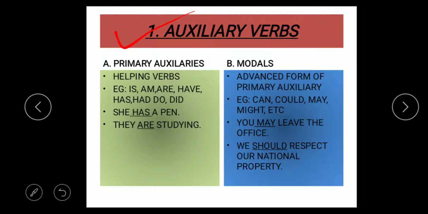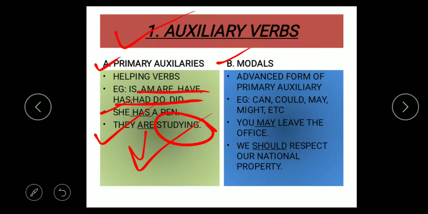Number 1, auxiliary verbs. As I already told you, this auxiliary verb is further divided into two parts, primary and modals. Now, what are primary auxiliaries? These examples I already gave you. To start with, the primary auxiliaries are actually the helping verbs. For example, she has a pen. They are studying. Here, the main verb is studying and are is simply the helping verb.